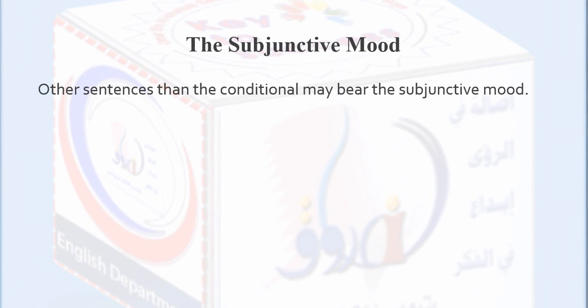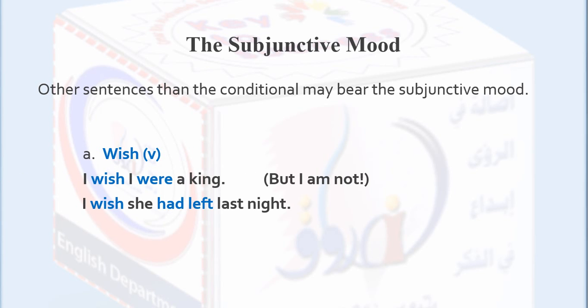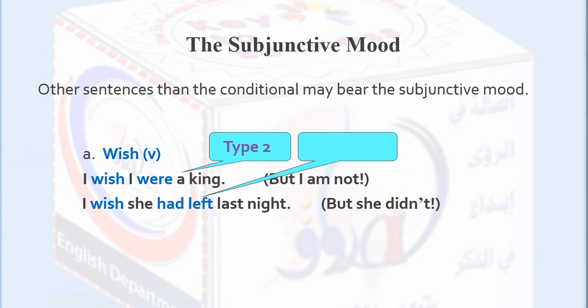Other sentences than the conditional may use the subjunctive mode. What is that? We have the verb wish. I wish I were a king, but I am not. I wish she had left last night, but she didn't. Here we have type 2, I wish I were a king, and here type 3, I wish I had left. That's right. Now for the non-subjunctive use of wish.